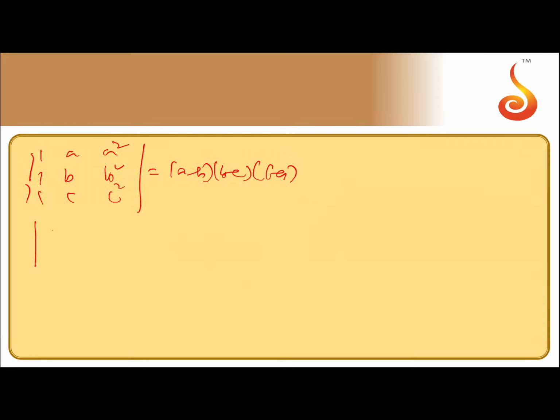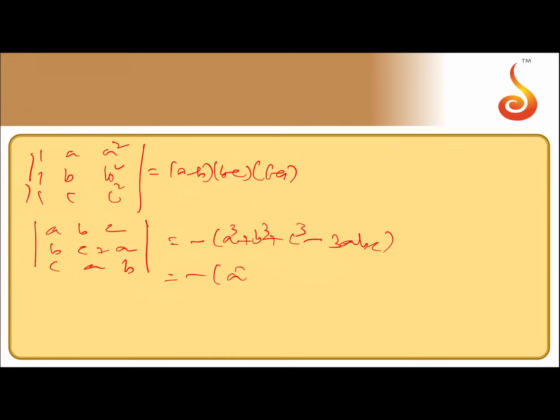At the same time, consider any determinant with the elements arranged cyclically: a, b, c; b, c, a; c, a, b. Expand it and you will get minus of (A cube plus B cube plus C cube minus 3ABC). And after factorizing it, you get it as (A plus B plus C) multiplied by (A square plus B square plus C square minus AB minus BC minus CA).